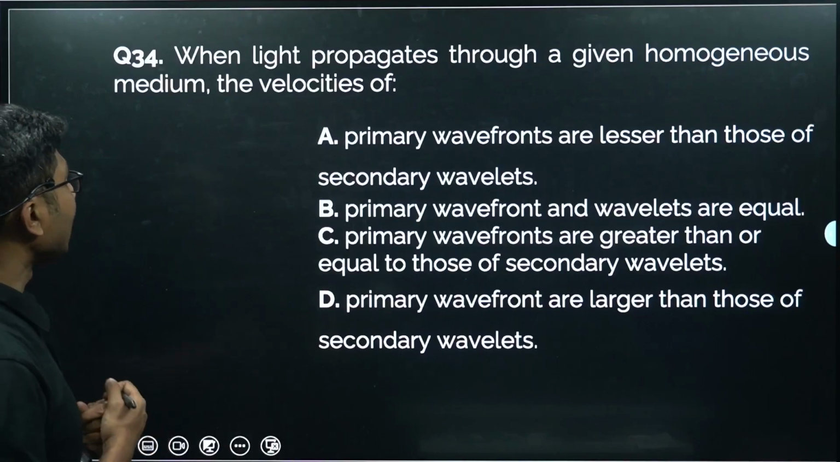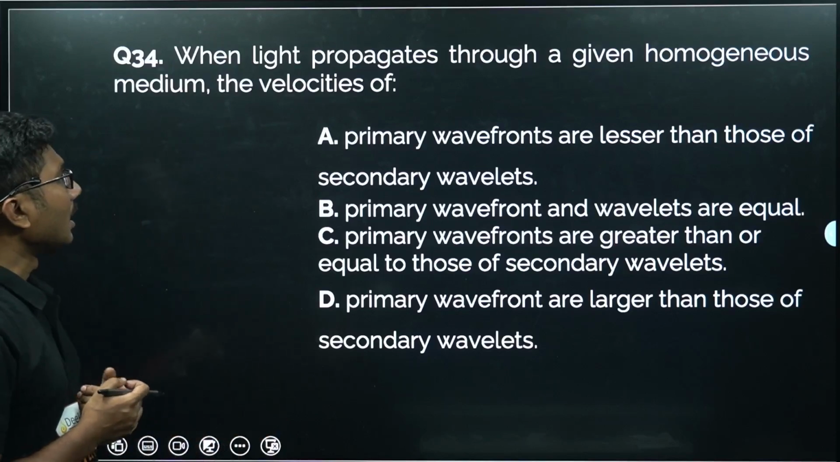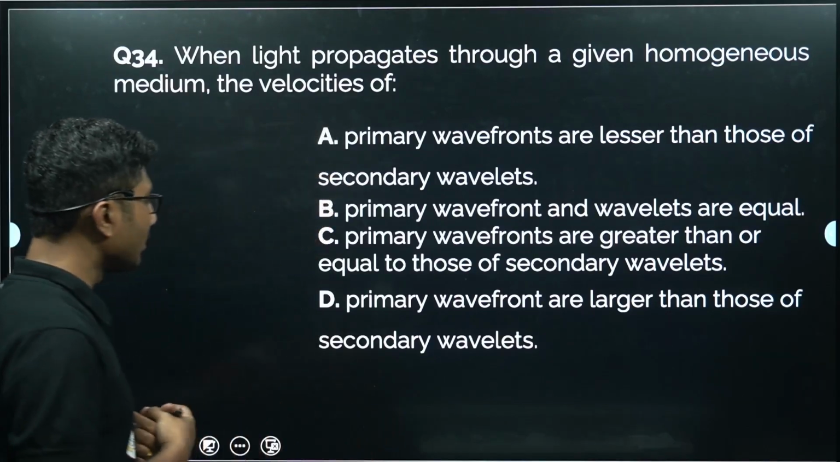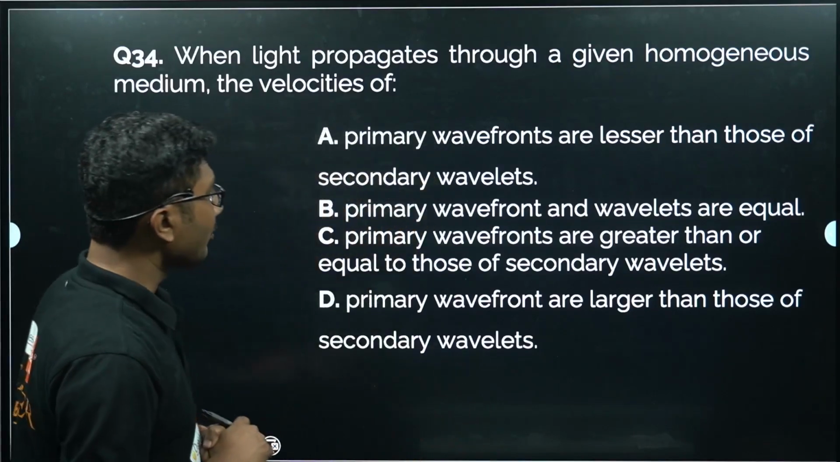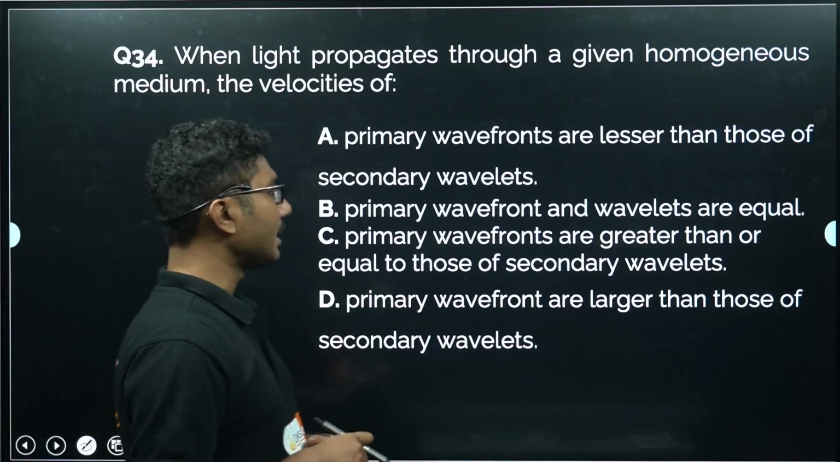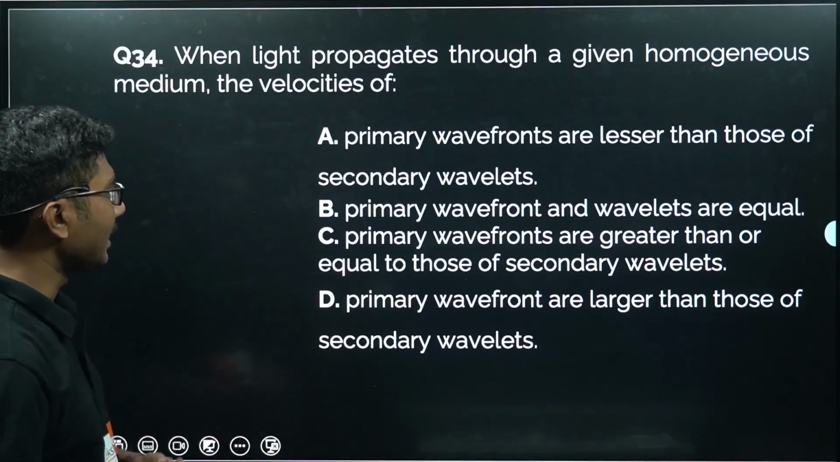Now, when light propagates through a given homogeneous medium, the velocities of primary wavefronts are lesser than those of secondary wavelets. Primary wavefront and wavelets are equal. The primary wavefronts are greater than or equal to those of the secondary wavelets. Primary wavefronts are larger than those of the secondary wavelets.